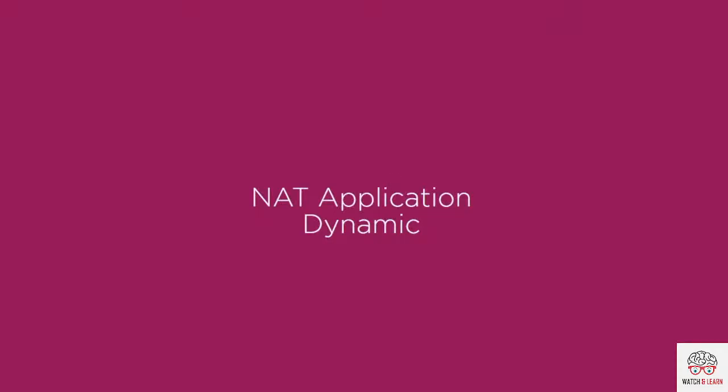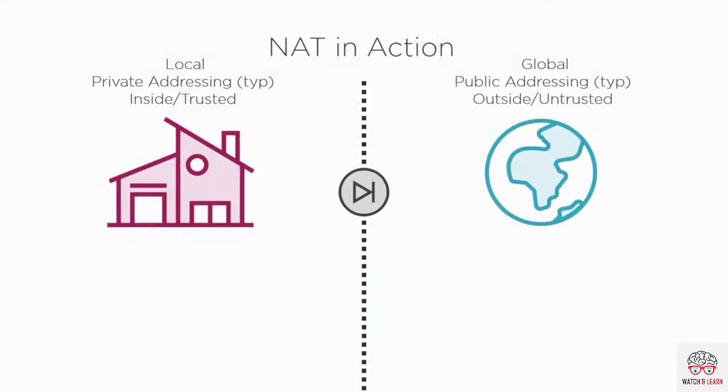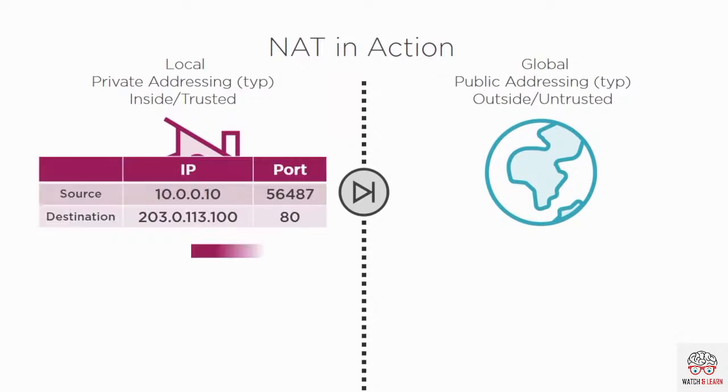This will prove useful for us because in order to apply NAT, when we're doing dynamic NAT, we need to really have a good understanding of local versus global. Now we're going to start simple here. We're just going to have one single user in our house trying to reach a website out on the public internet. So they're going to try to browse to 203.0.113.100 on port 80, which is some website, and my source IP address is 10.0.0.10.